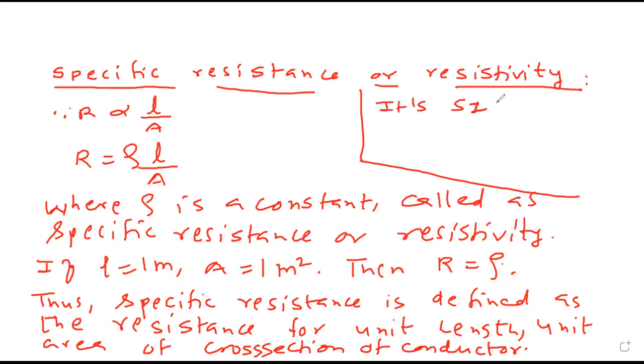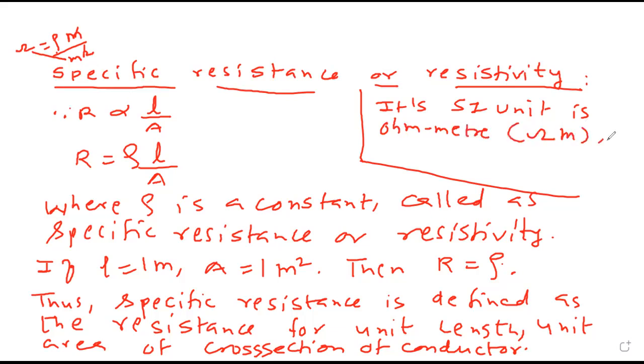Its SI unit: R is ohm, and for specific resistance, length is meter and area is meter square. So it will be ohm meter. Its SI unit is ohm meter. Ohm, omega. Now copy till this.